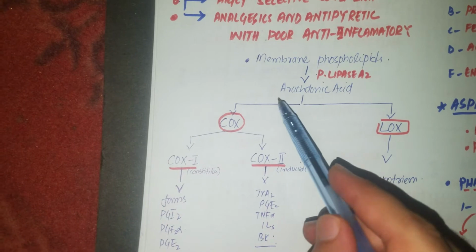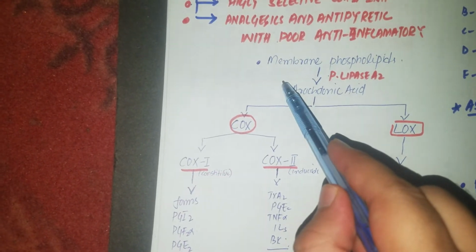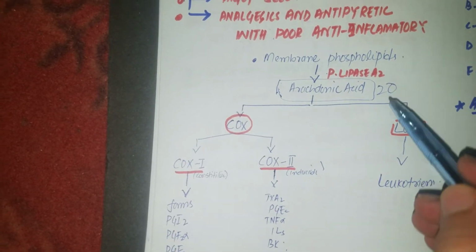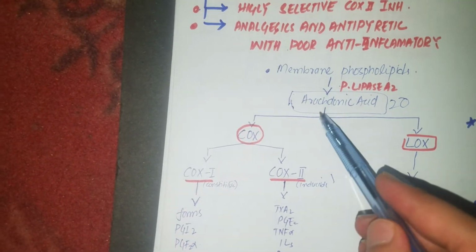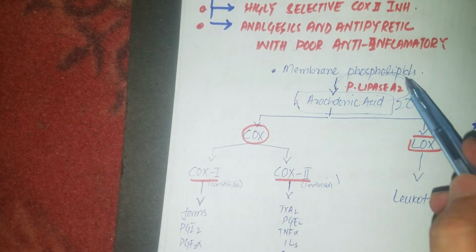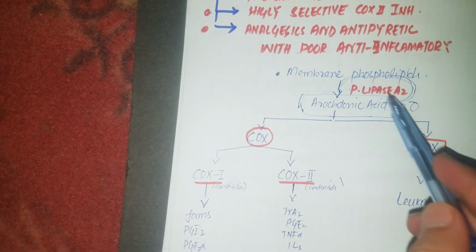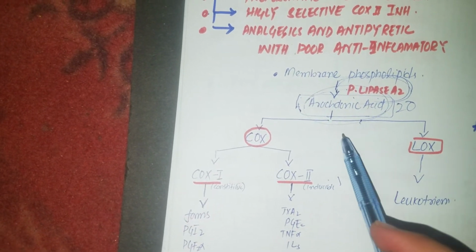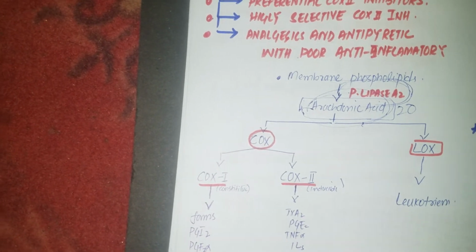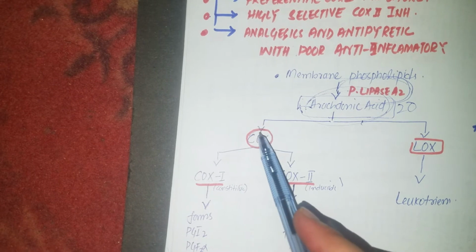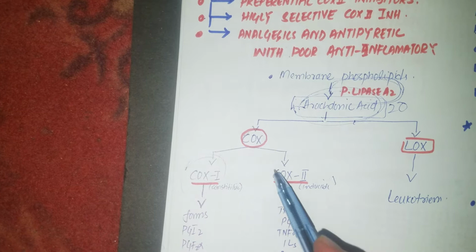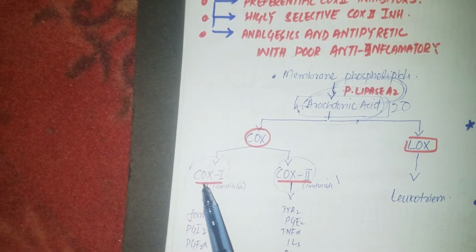So, the basic precursor for the synthesis of prostaglandins and leukotrienes is arachidonic acid, which is a 20 carbon unsaturated fatty acid. It is derived from the membrane phospholipids by an enzyme known as phospholipase A2. Now, when this arachidonic acid is formed, it goes either through the cyclooxygenase pathway or through the lipooxygenase pathway. When it goes to the cyclooxygenase pathway, it goes through either COX-1 or COX-2.